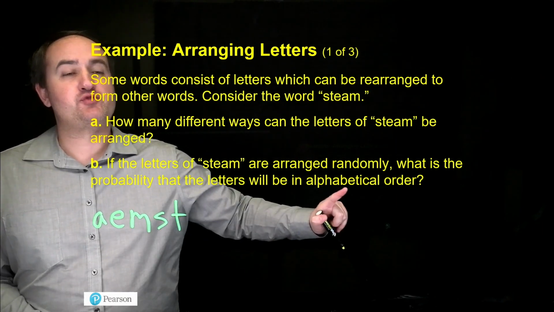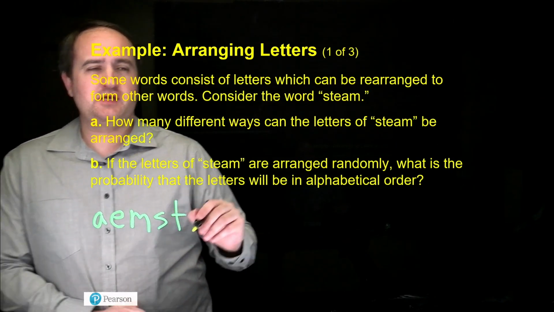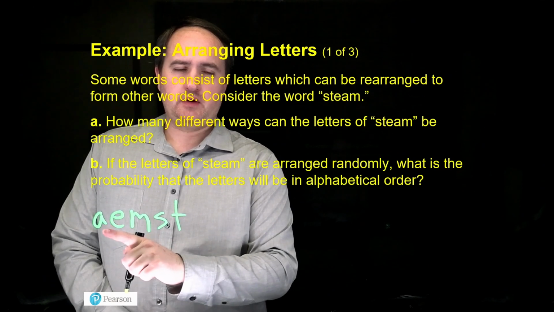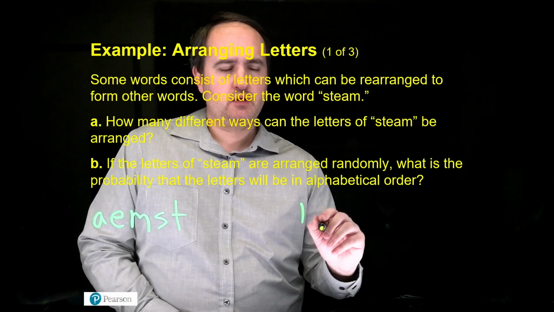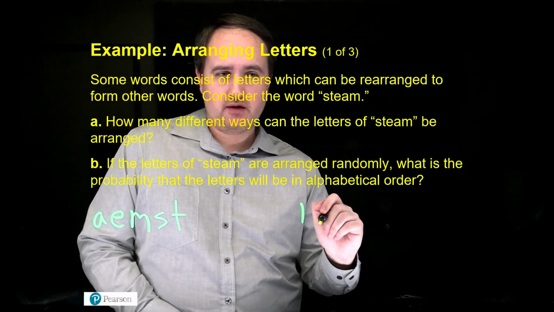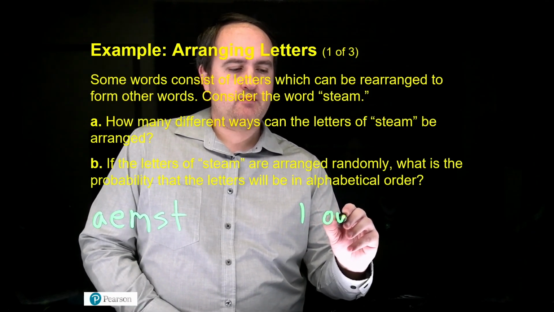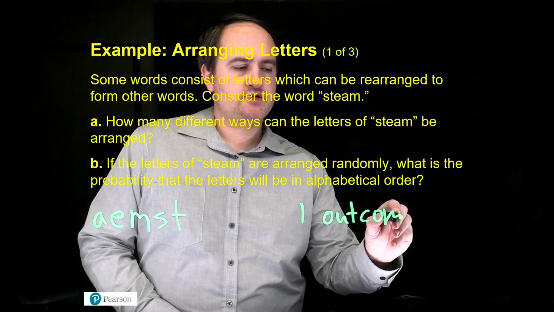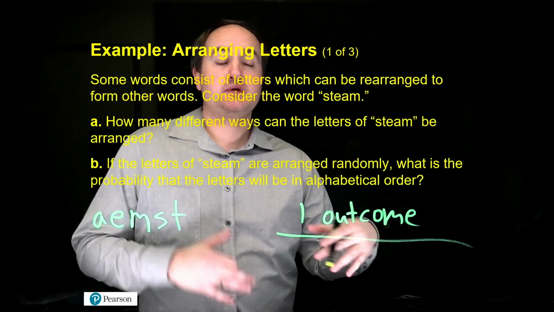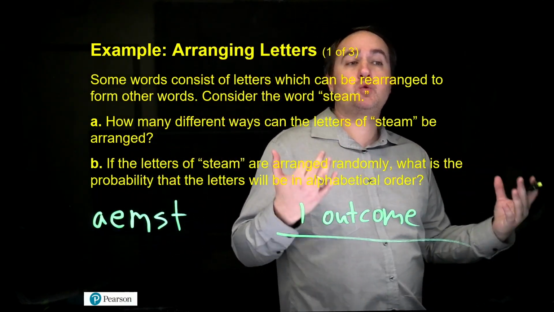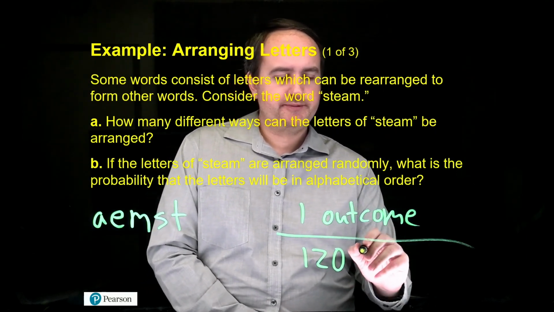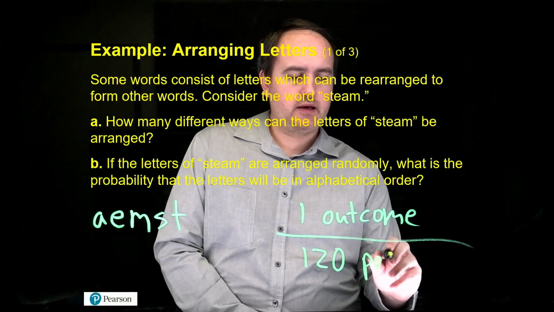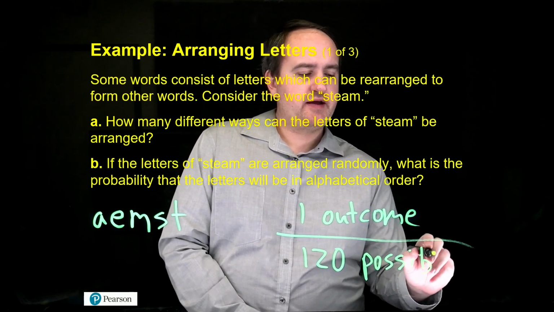So the probability that the letters will be in alphabetic order, well, there's only one arrangement that's in alphabetical order, so it would be one favorable outcome. So it's one outcome where the letters are in alphabetic order, and then we said there were a total of 120 possible arrangements of the letters. Okay, so it's going to be 1 out of 120.